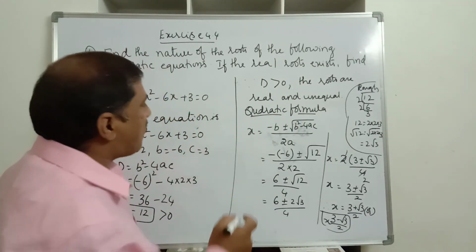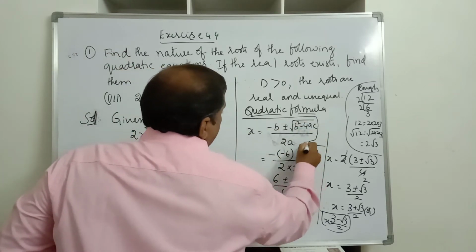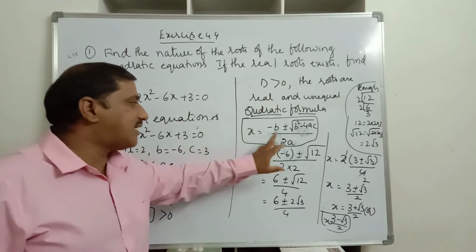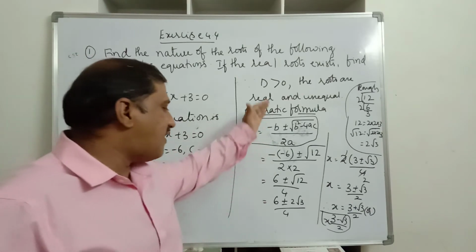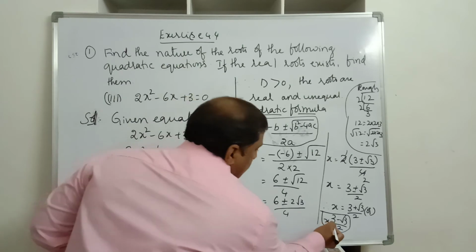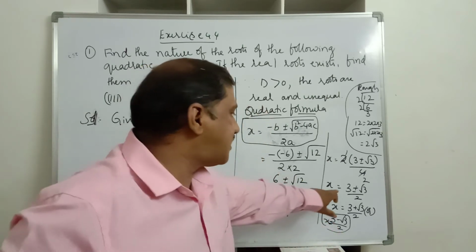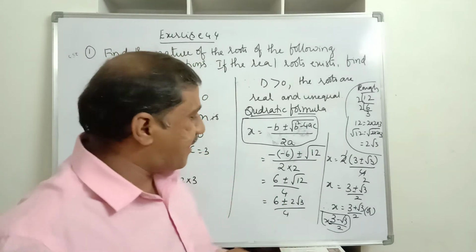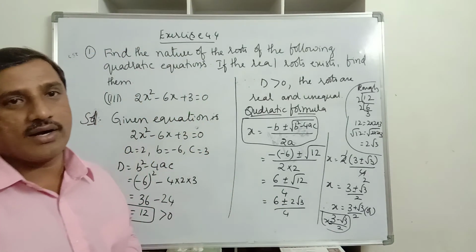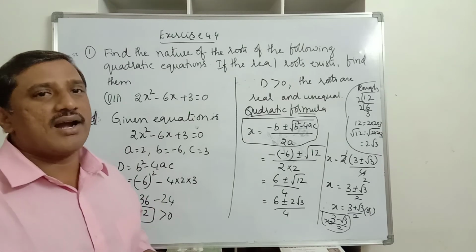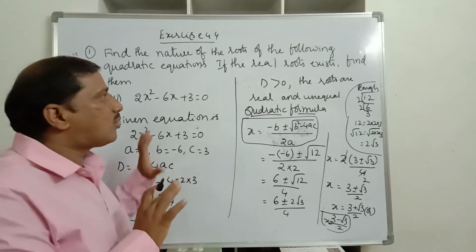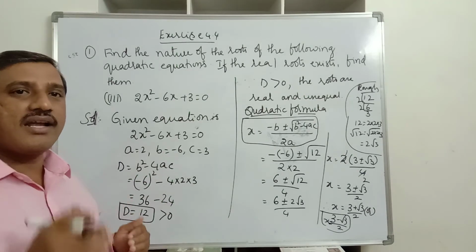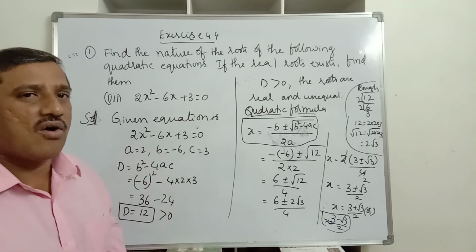So use the quadratic formula, that is x is equal to minus b plus or minus square root of b square minus 4ac divided by 2a. Substitute the values and we will reach x is equal to 3 plus or minus root 3 by 2, that is 3 plus root 3 by 2 or 3 minus root 3 by 2, which are the solutions of the given quadratic equation. Is it clear, children, how to find the discriminant and identify the nature of the roots, and if they are real roots, how to find them using the quadratic formula?